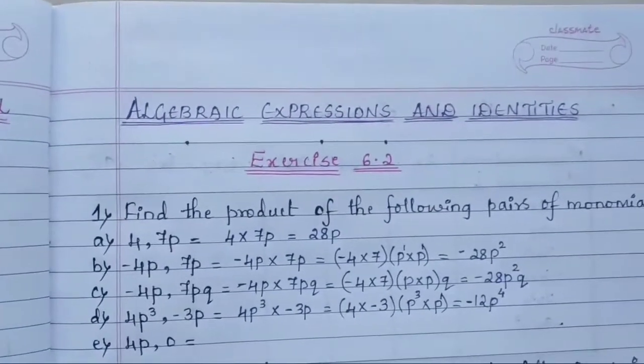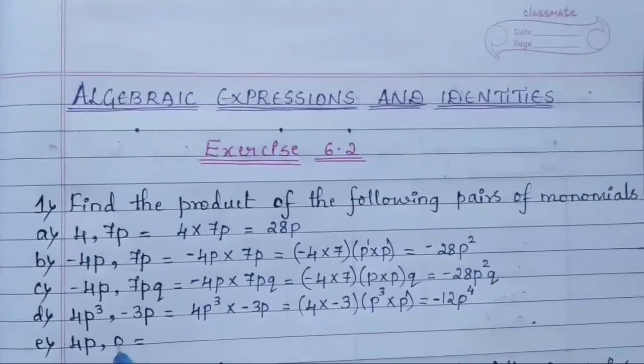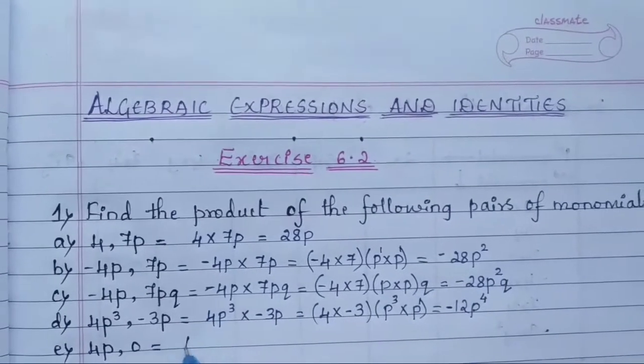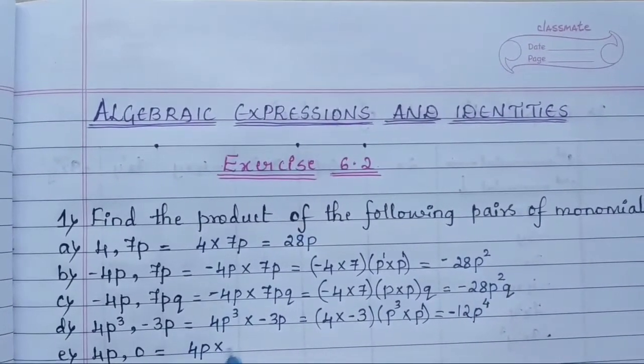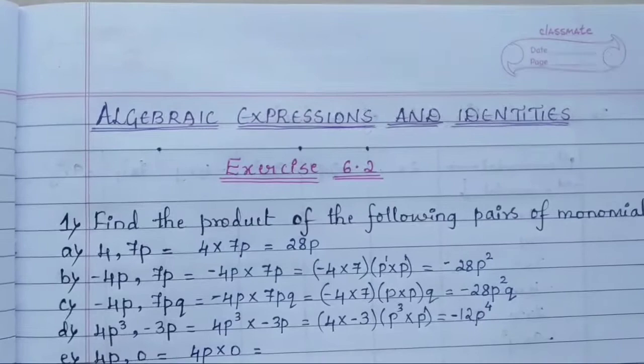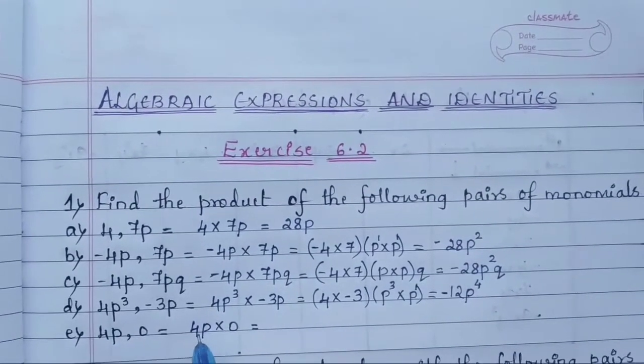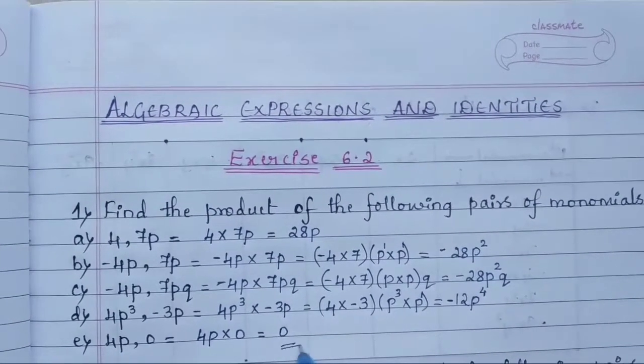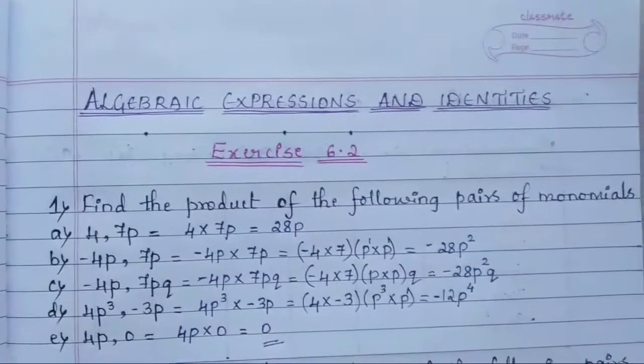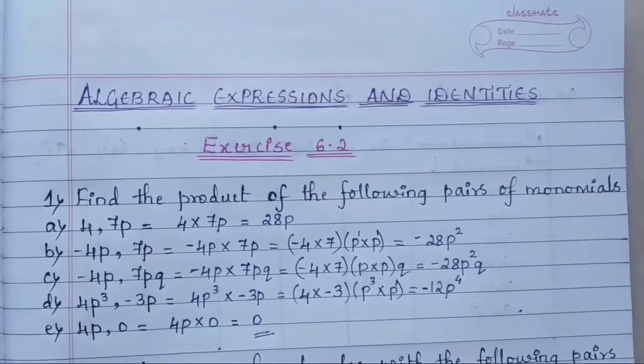So next comes the fifth one, 4p and 0. Here it will become 4p into 0. Any number when it is multiplied by 0, the answer will be 0 itself. Okay, this is the solution for your first question.